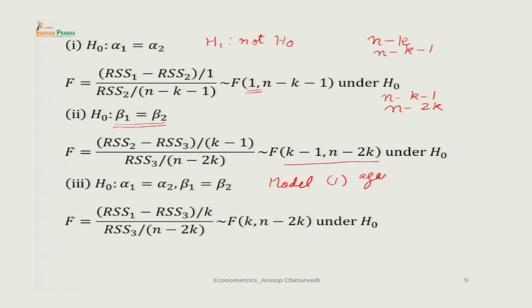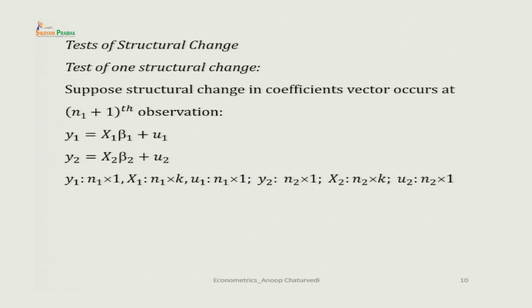So, here actually we are testing model 1 against 3. Here we were testing model 1 against 2, whereas in this case we were testing model 2 against 3. So, again the F ratio is RSS 1 minus RSS 3 divided by k, upon RSS 3 divided by n minus 2k, and under H naught this follows an F distribution with k and n minus 2k degrees of freedom. So, again you can easily form the critical region using this result.